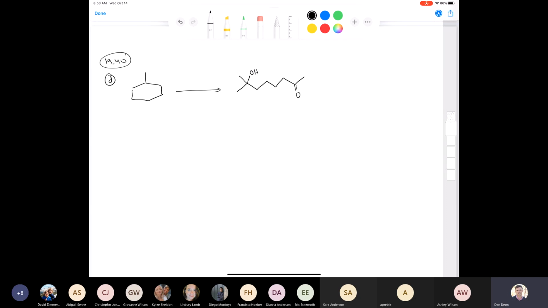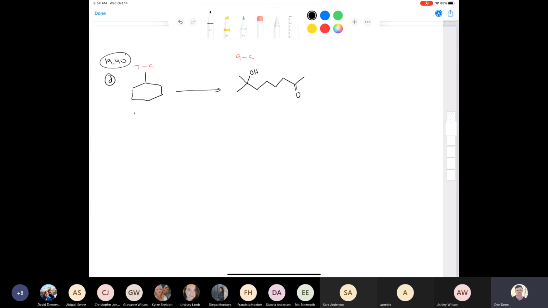Well, the first thing we should do is count up the number of carbons in the skeleton. Here we're starting out with 7 carbons. Here we have 1, 2, 3, 4, 5, 6, 7, 8, 9 carbons. So we're adding 2 carbons overall to this molecule. If I want to go from something that's cyclic to something that's acyclic, I'm going to have to open up that ring somehow.